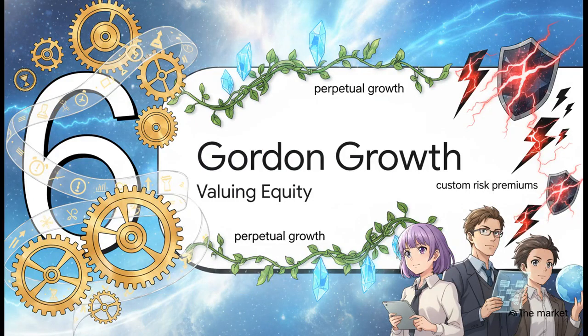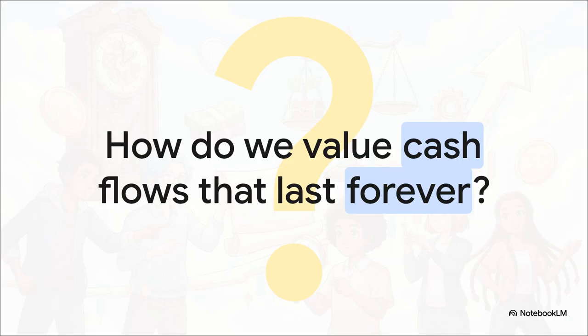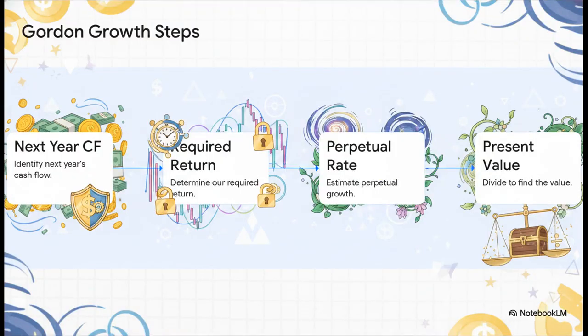And finally, Section 6, Valuing with Gordon Growth. This brings us all the way home to the ultimate question. How do we synthesize all of this to prove to the market what our equity is actually worth? If our company operates indefinitely into the future, it's going to produce an infinite stream of cash flows. But obviously, you can't type infinity into an Excel cell. We need a reliable mathematical tool to capture infinite future value and distill it into one single, justifiable price tag today. To do this, we use the Gordon Growth Model.